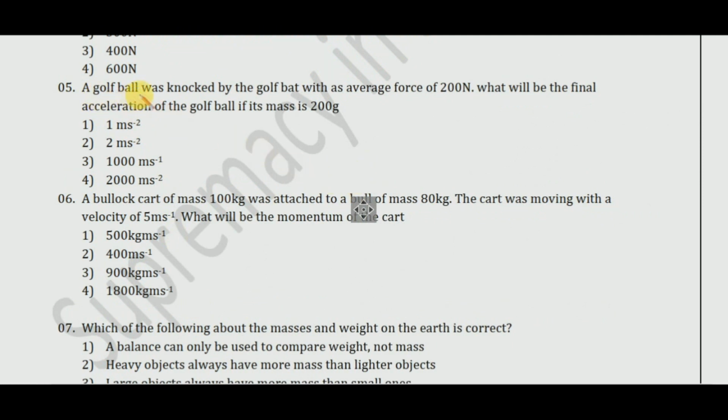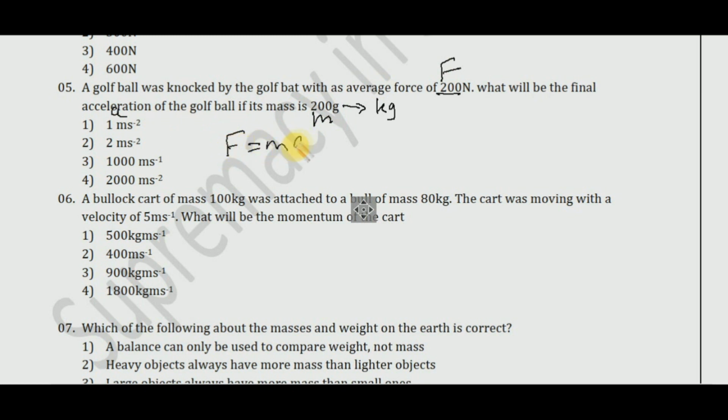Now we are shifting to question number 5. A golf ball was knocked by a golf bat with an average force of 200 newtons. What will be the final acceleration of the golf ball if it's having a mass of 200 grams? Here there's a special thing to discuss. The SI unit of mass will be kilogram, but this is in grams, so make sure that you are not doing the careless mistake here. So force is given, mass is given, asking the acceleration. So again you can see F equals ma.